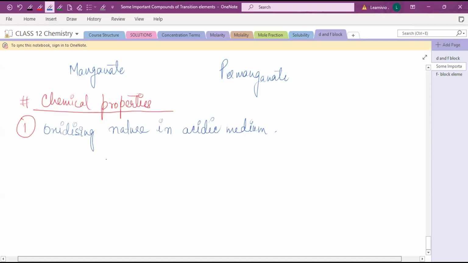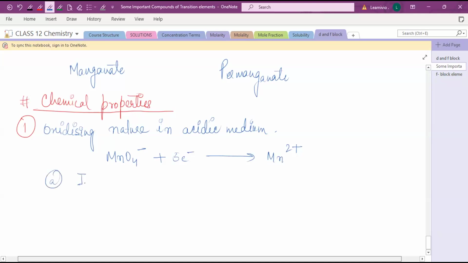Okay, so what will be the reaction? It's a permanganate ion, MnO4 with a 1 minus charge, because it's an oxidizing agent. It will reduce itself, and if it is reduced itself, there will be an addition of electrons. So 5 electrons, and it will give you Mn2 plus.